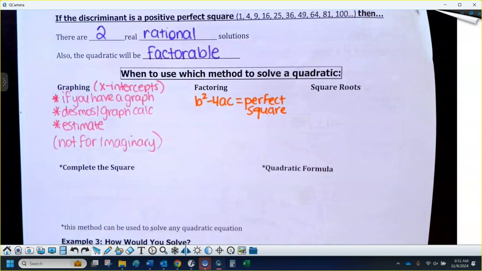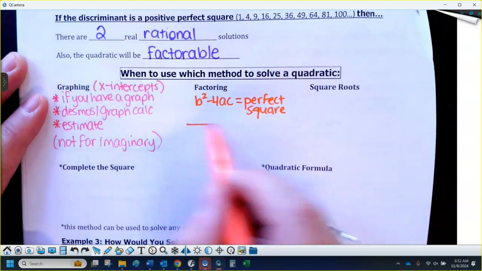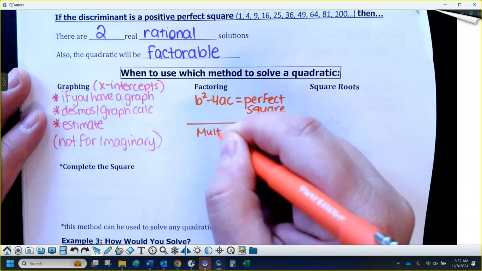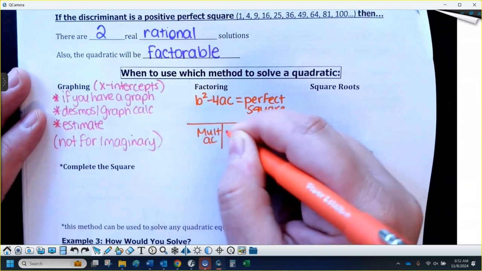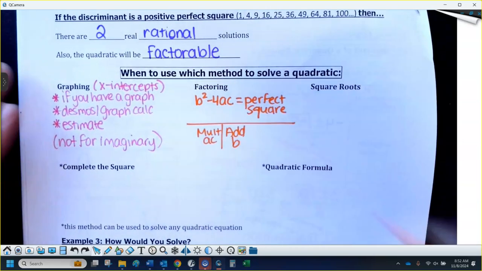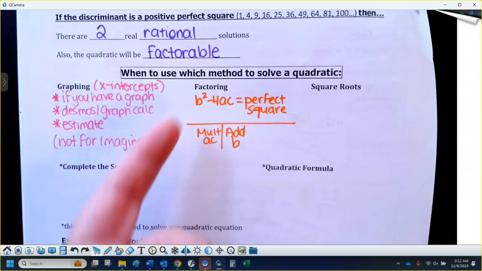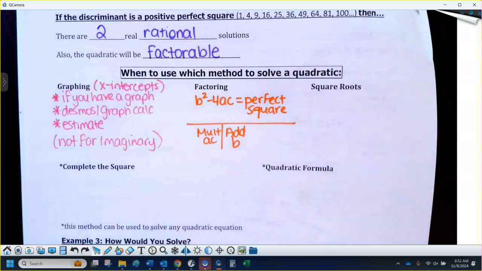At that point, if you've gone to the trouble to find the discriminant and find out that it's a perfect square, I might just go ahead and use the quadratic formula, but that's just me. So the other way is if you just look at the equation, if you can quickly think of, you know, multiply a times c, add to b, if you can quickly think of those while you're looking at the equation, that might be a fast way to do it. Otherwise, like I said, if you go to the trouble to find the discriminant and find out that it's a perfect square, you might just go ahead and use the full-on quadratic formula.